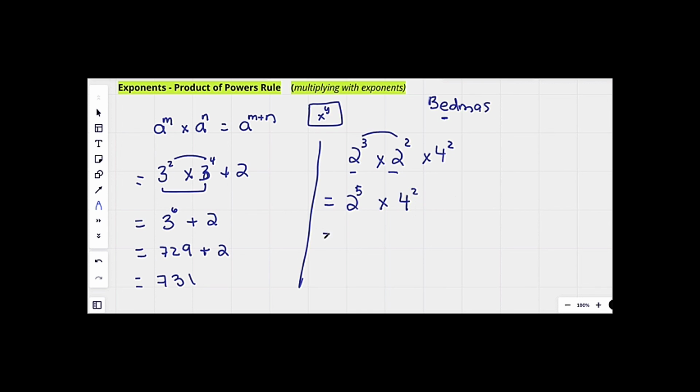Okay, now we can solve for each of our exponents. What's 2 to the power of 5? 32 times 4 to the power of 2, which is 16. And then to finish this, we want to multiply these two together. 32 times 16, which gives us 512. So the key points to remember is the product of powers rule looks at multiplication of numbers that have exponents. We need to make sure that the bases are the same, and we add the exponents and keep the base.